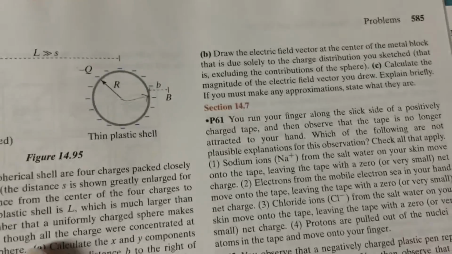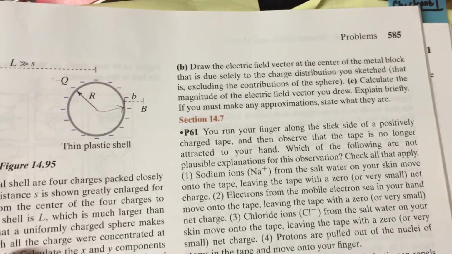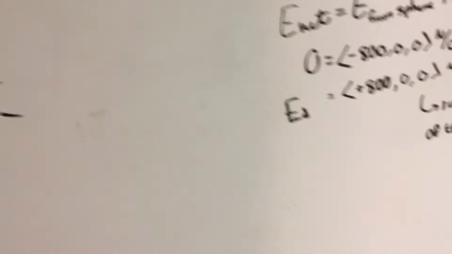Alrighty, and then we move on to part C. This is calculate the magnitude of the electric field vector you drew. Explain briefly and make any approximations of what they are. So basically they're asking what is the electric field due to the charge buildup inside of the block.